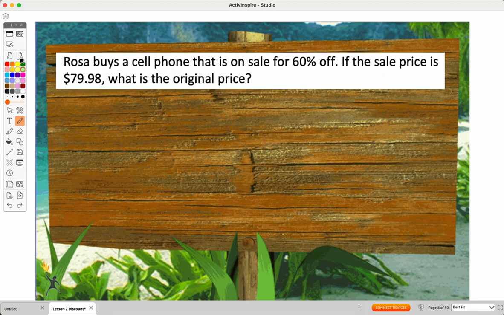All right, it's your turn to figure this out. Rosa buys a cell phone. She got a really good deal. It's 60% off. If the sales price was $79.98, what was the original cost?